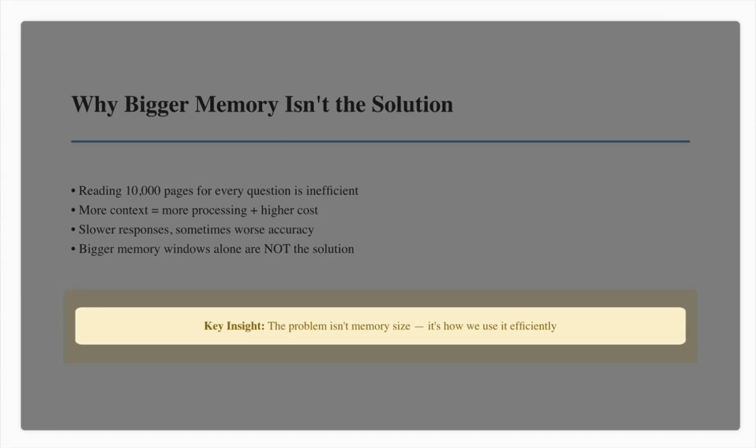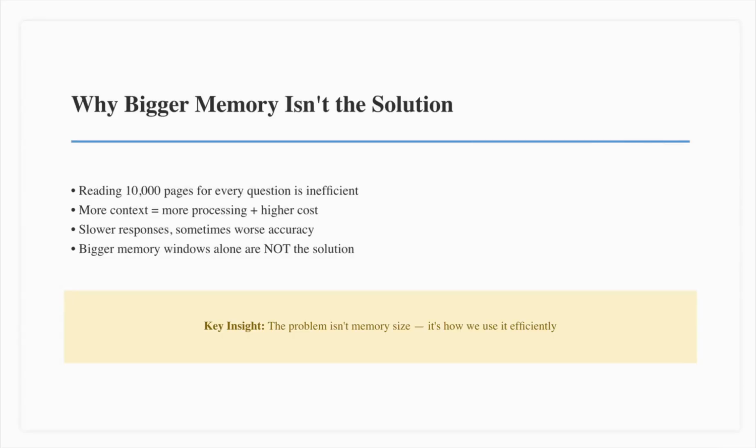Here's the key insight: the problem isn't about memory size at all. The real issue is how we organize and retrieve information. We need a smarter approach, not just a bigger one. Think of it like a library. Having more books doesn't help if you can't find the right one quickly. We need a better cataloging system. And that's exactly what we'll explore next with RAG.